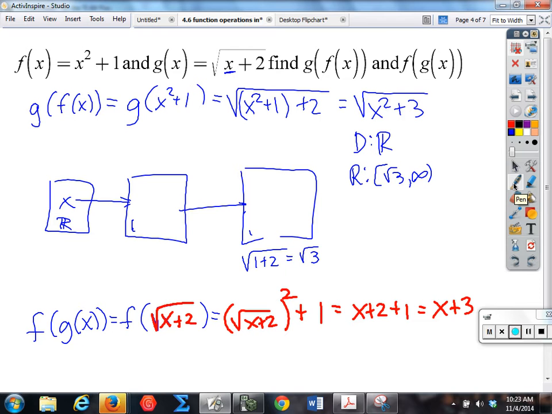Is the domain of g of x all real numbers? If I have a square root, is the domain all real numbers? Can I plug in every number into here? I have to plug in x plus 2 has to be greater than or equal to 0. So what numbers can I plug in? So this one I can plug in negative 2 to infinity. That's the only numbers I can plug in.